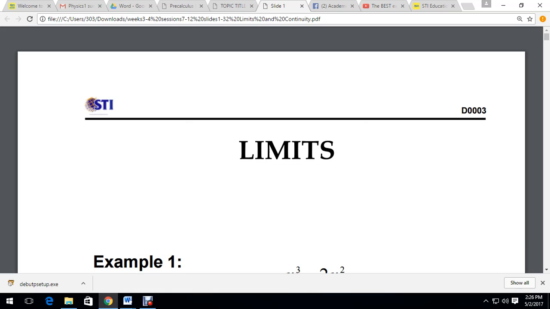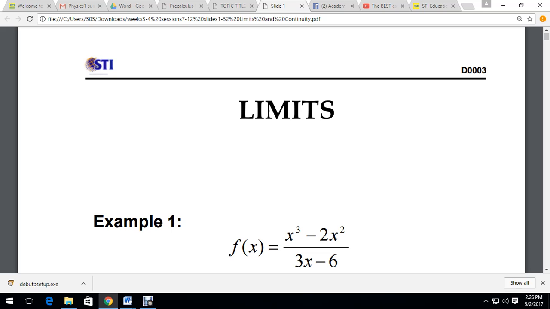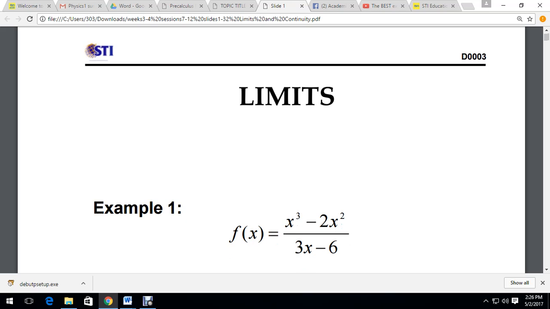Okay, welcome everyone to another video lecture series for differential calculus. Today's discussion would be on the idea of limits. To illustrate the idea of a limit of a function, let's try to have this using an example.